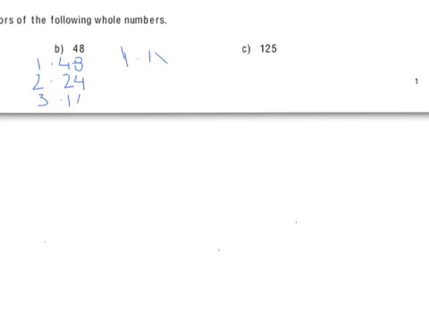Alright, let's look at 4. 4 times 12 gives us 48. 5 is not going to work. 6 times 8 also gives us 48, and that is all for 48. So how many do we have here? So we have 1, 2, 3, 4, 5, 6, 7, 8, 9, 10. So we have 10 factors for 48.